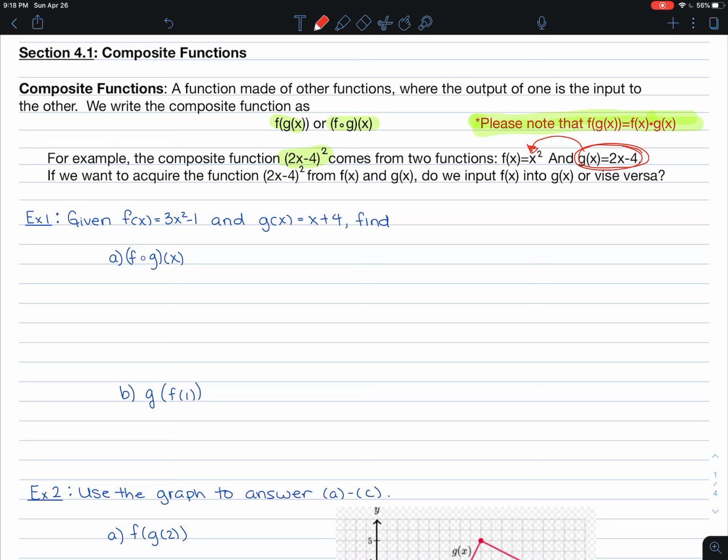And as we do more examples, this will become a little bit more clear. We haven't actually gotten into the meat of this, and so you might not understand yet what I mean by plugging in. Let's take a look at example 1 to better understand composite functions.